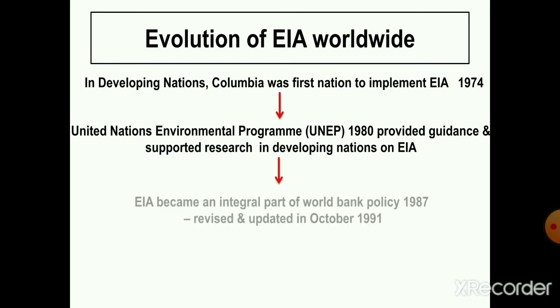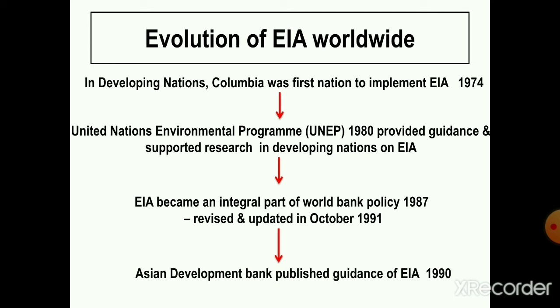The World Conservation Strategy pinpointed the need to integrate environmental considerations with development in 1980. EIA became an integral part of World Bank policy in 1987, which states the environmental issues must be addressed as a part of overall economic policy. World Bank issued operational directive on environmental assessment, which was revised and updated in October 1991. Asian Development Bank in 1990 published guidelines for EIA.